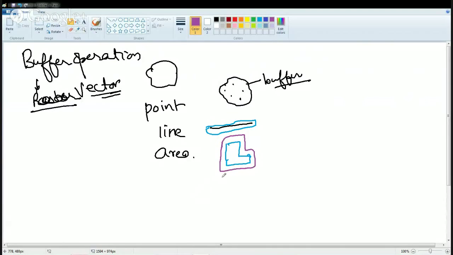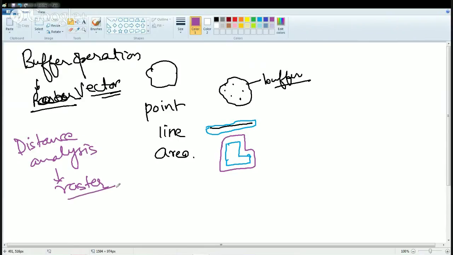The buffer operations, as we know, are done for vector. So what is done for raster? For raster we do distance analysis. So distance analysis is another tool that is used for raster maps. So what we try to do in raster maps is, we try to find the pixels which neighbor a particular set of pixels. So I have, for example, this set of pixels, and I'll try to find out what set of pixels neighbor this set of pixels. So that is a kind of distance analysis, which is done on raster maps.